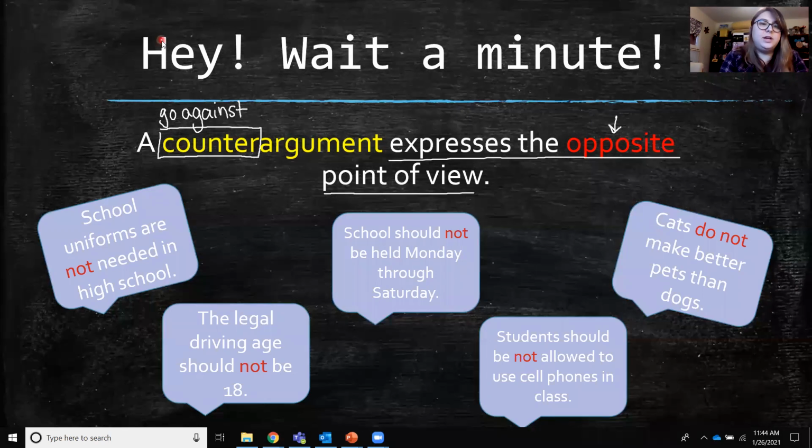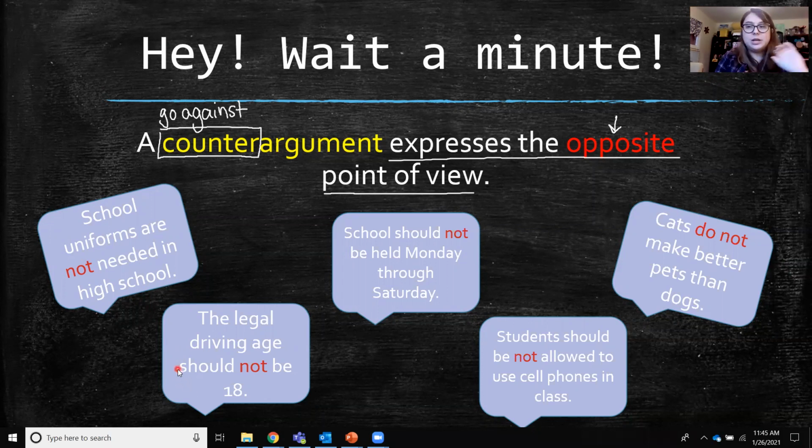So what I've done is I've rewritten my arguments from the previous slide to show counter arguments. And what we're going to notice is that not a lot has actually changed. School uniforms are not needed in high school. This is the opposite of the argument that school uniforms are needed in high school. The legal driving age should not be 18. Again, this is my opposite argument for saying that the legal driving age should be 18. School should not be held Monday through Saturday. Counter argument. Students should not be allowed to use cell phones in class. Counter argument. Cats do not make better pets than dogs. Counter argument.